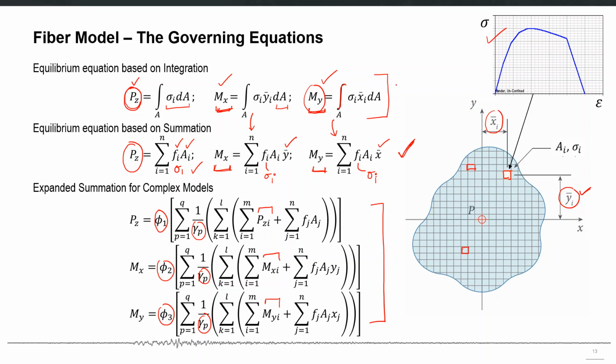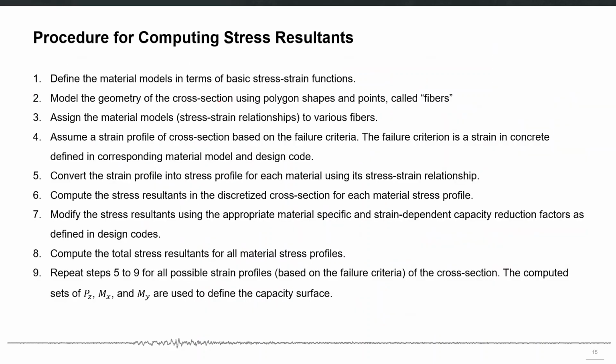So this is the original governing equation. We can convert them into this form, which is the summation form, and this last set of equations is the most comprehensive form of the same summation equations, including the code prescribed factors or capacity reduction factors.